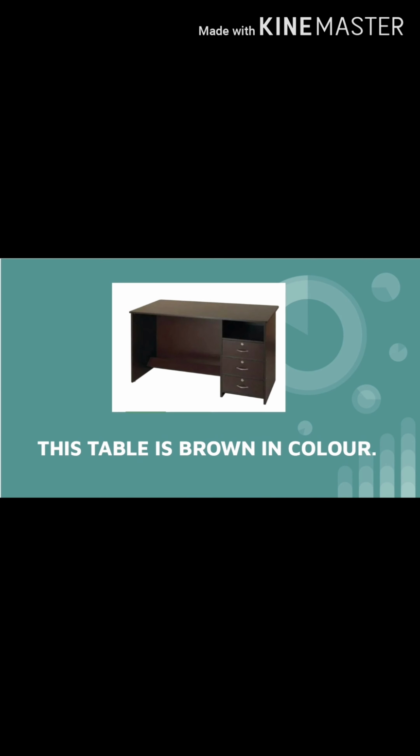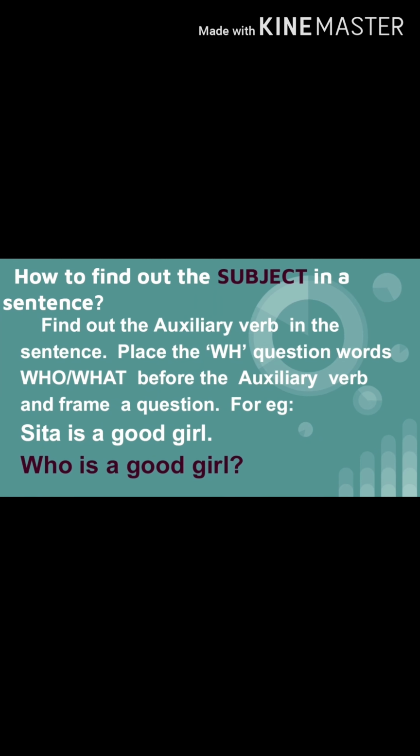Let's look at another example. This table is brown in color. Here, we are talking about the table. Therefore, this table is the subject. And whatever is being said about the table is predicate. Therefore, is brown in color is the predicate.